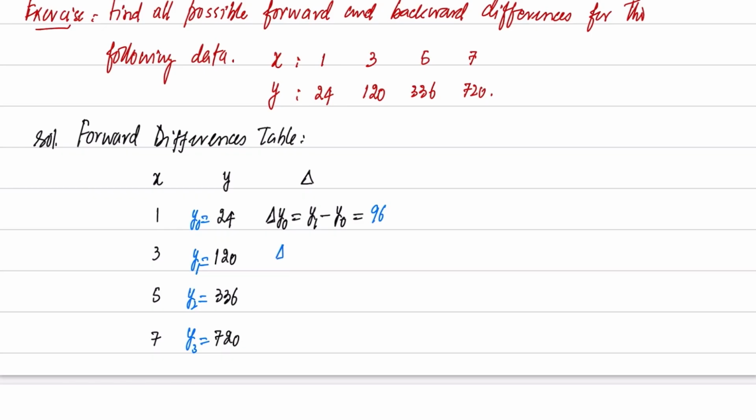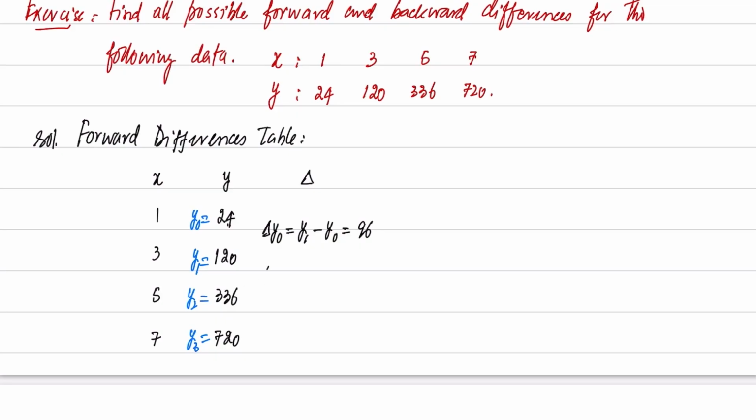And similarly delta y1, or we shall write it in this way. So this is y2 and y3. Now delta y0 is y1 minus y0, which is equal to 96. This is the difference of 120 minus 24, so we write it in the middle of these two rows.